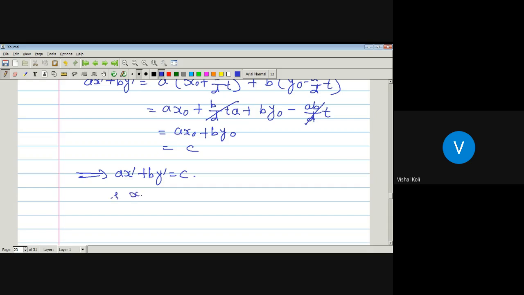Therefore, x dash, y dash satisfy the given linear Diophantine equation.